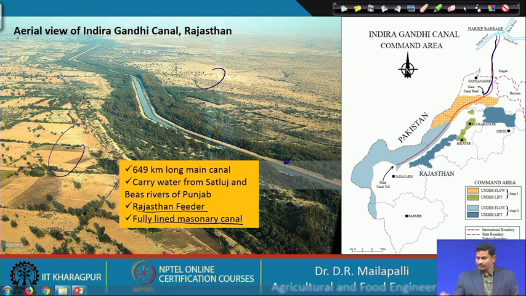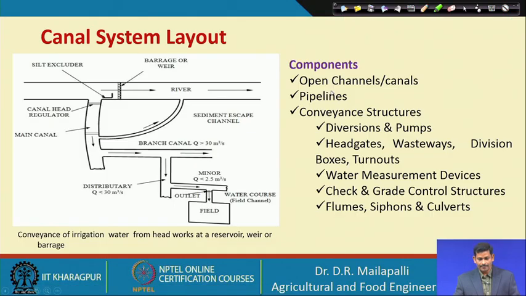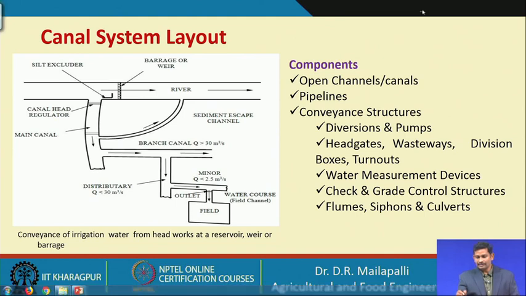There are several canals existing in India. So this is just an example. Next, we look at the canal irrigation system.